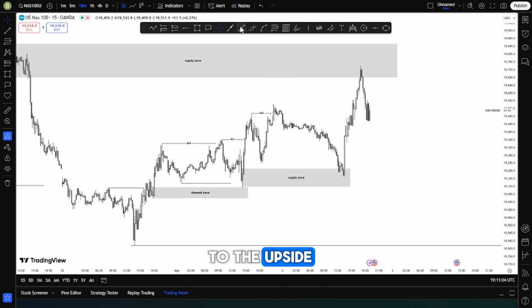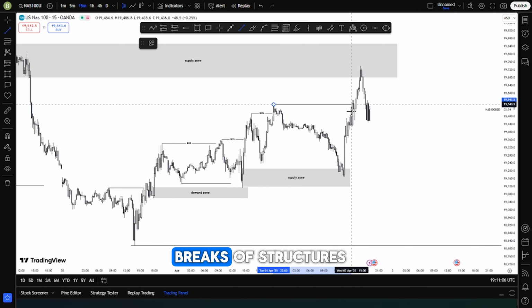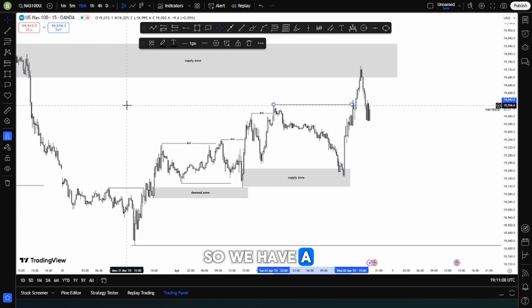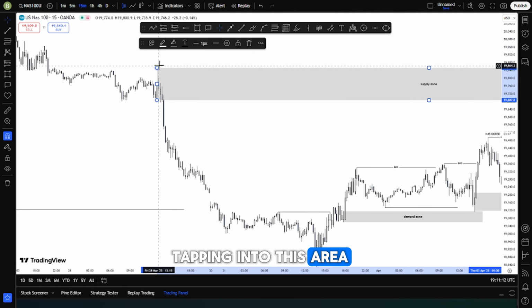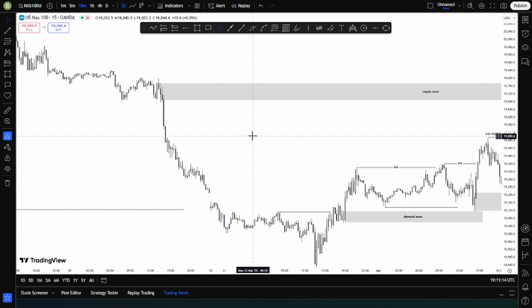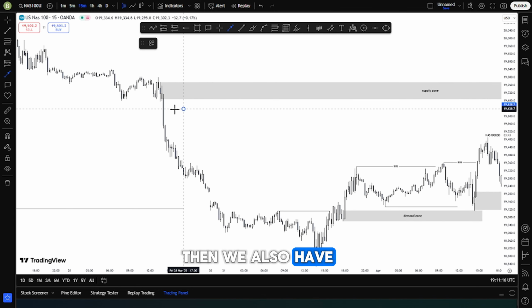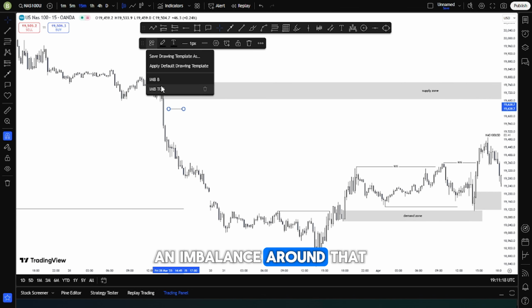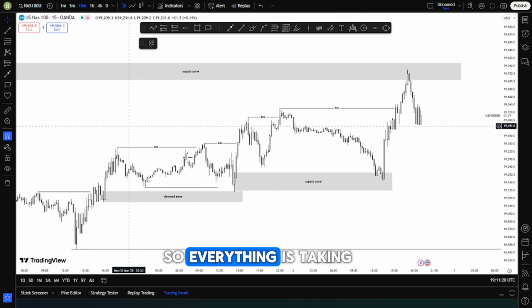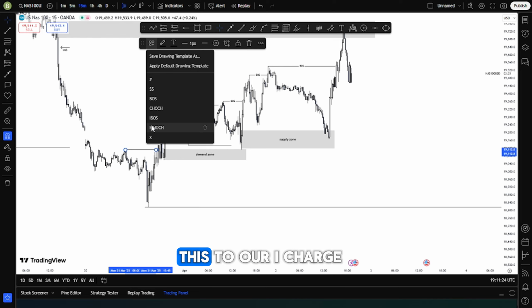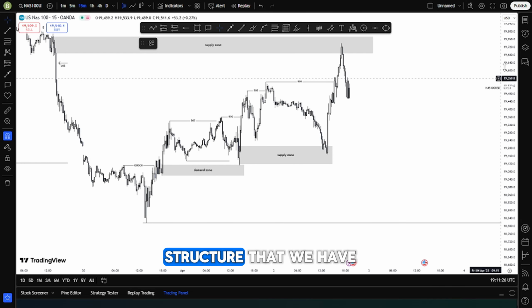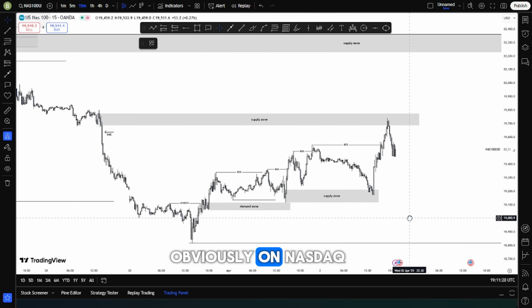Then we pushed to the upside, continuing with our overall breaks of structures. So we have a new break of structure, then we are tapping into this area of supply here. Then we also have an imbalance around that point here. So everything is shaping up nicely, as you can see. Let me just change this to our eye chart. So this is the structure that we have obviously on Nasdaq.